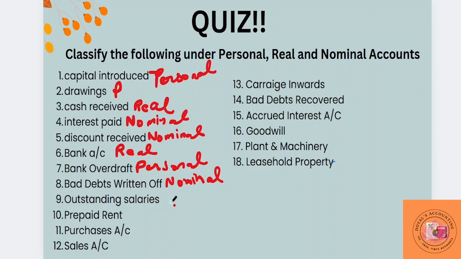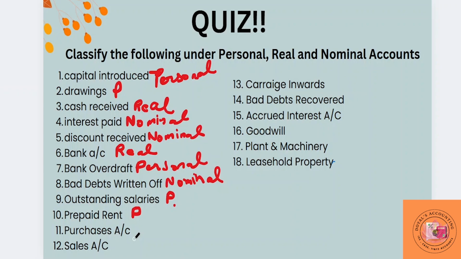Now, outstanding salaries. Outstanding salaries will be a personal account. It will be a representative personal account because salaries are being owed to a group of people. Now, what is prepaid rent? Prepaid rent will also come under personal account. Why? Since we have paid it in advance, it will be considered as personal account.